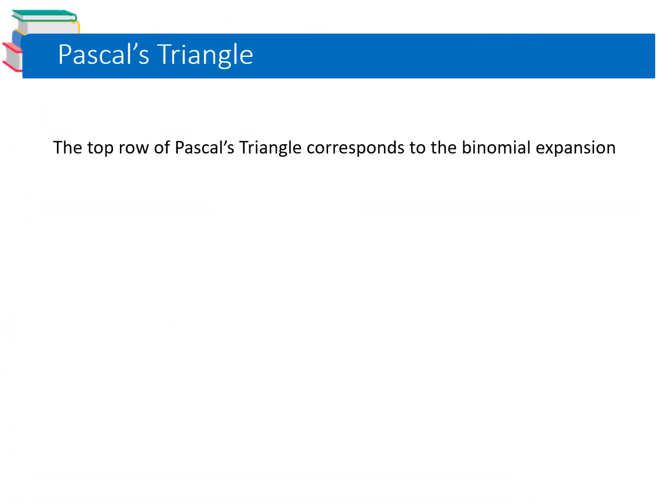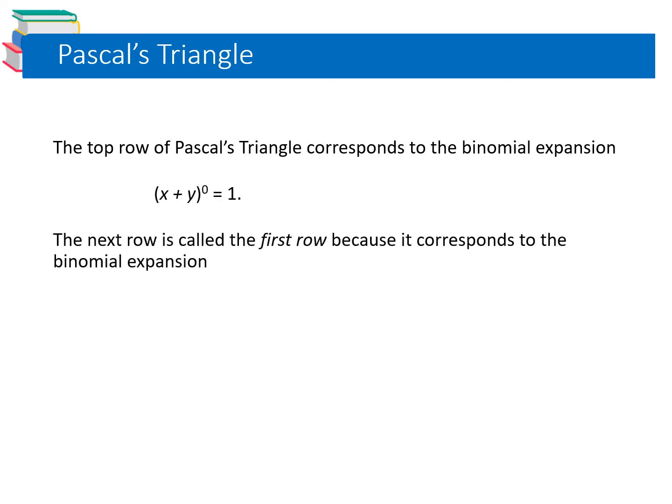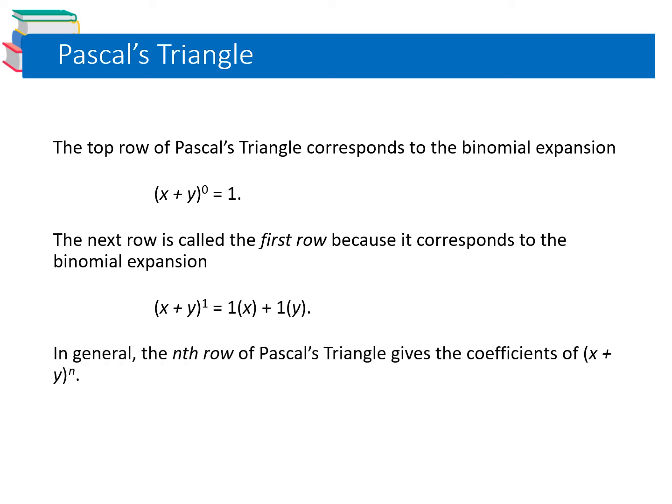The top row of Pascal's triangle corresponds to the binomial expansion. Sinabi ko na rin ito. Ayan, the next row is called the first row. In general, the nth row of Pascal's triangle gives the coefficients of x.